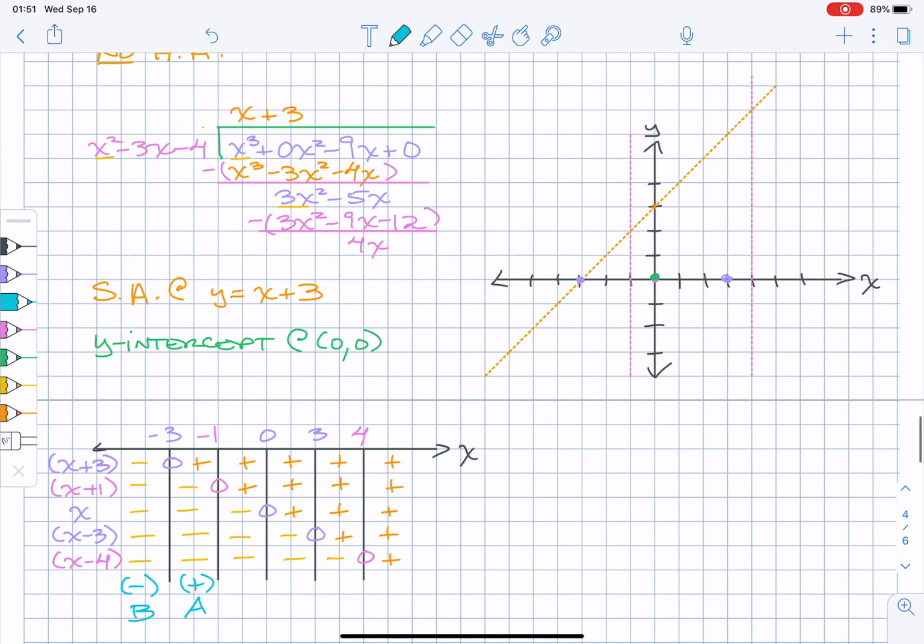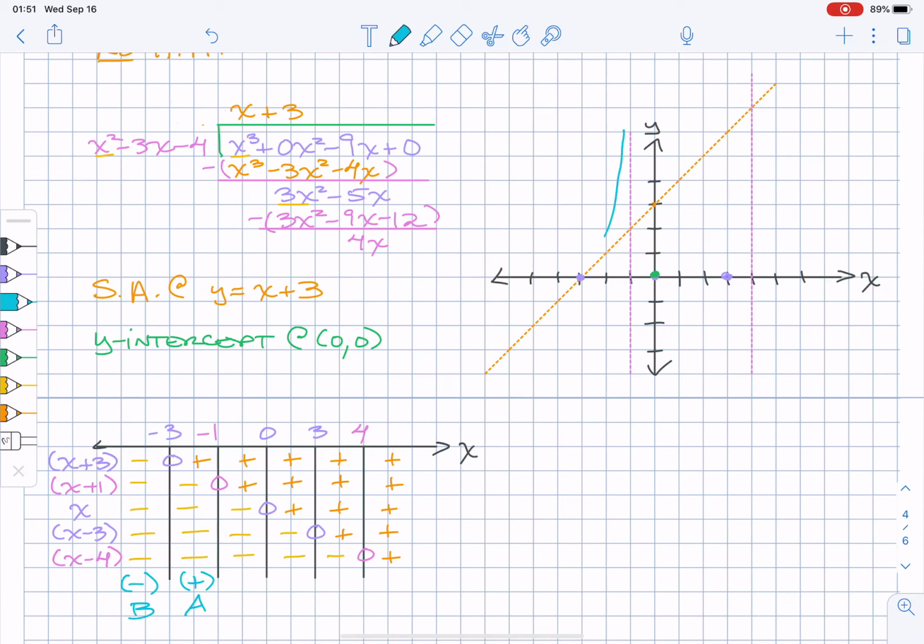Okay, so it's going to do something like, oops, because it's not going to cross that vertical asymptote. We know that it can never cross. Ugh, come on. Okay, well, I'm just going to have to draw it poorly. Maybe it'll do something like that.